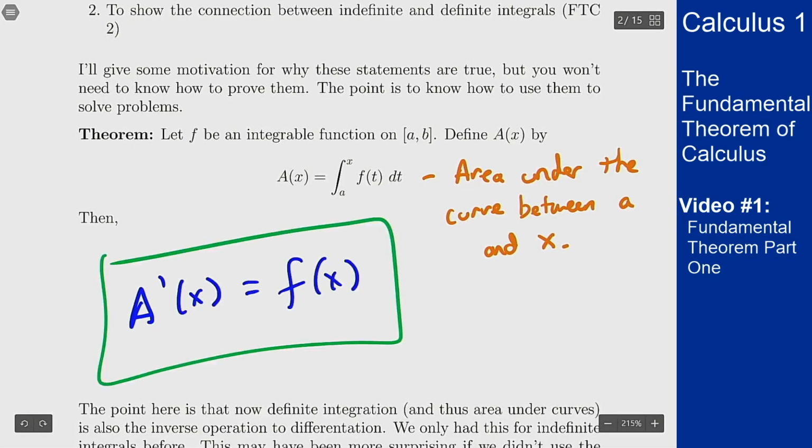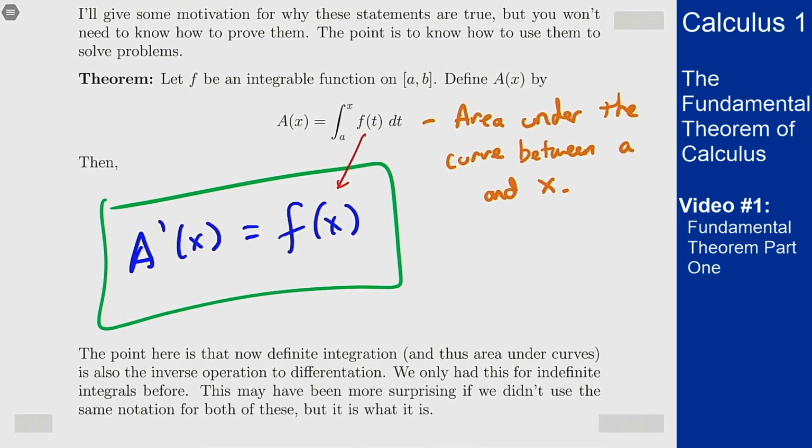So if I take the definite integral, find the area under the curve between a and x, and I differentiate that function in x, I'm going to get my function f back, the function that was under the integral in the first place. What does this really tell us? Well, this tells us that definite integrals, so areas under curves, are also in some sense an inverse operation to differentiation.